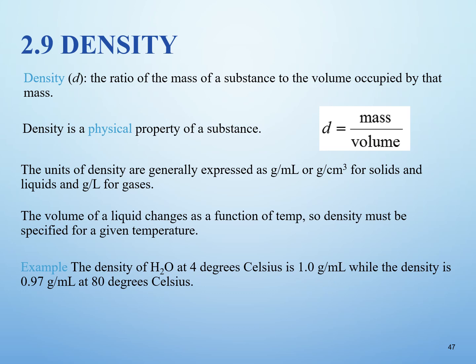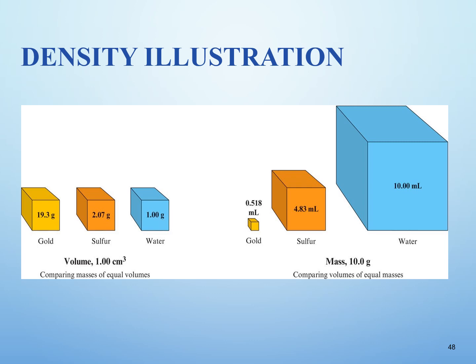So obviously when different things have different densities, the amount of stuff that you see actually looks different. So what does that mean? If they're all the same volume, because gold is so much more dense than sulfur and water, gold will weigh a lot more. And if you wanted everybody to weigh 10 grams, a small volume of gold will make 10 grams. You can take more sulfur to make 10 grams, and a whole lot more water to make 10 grams.